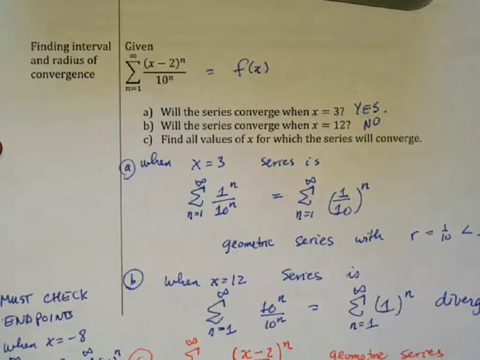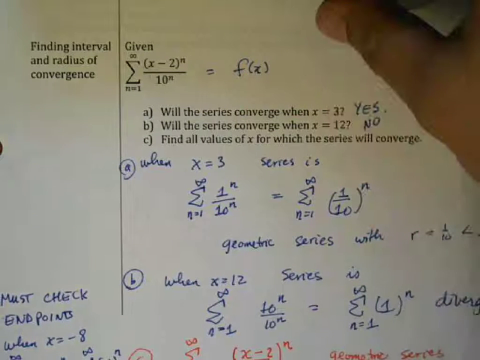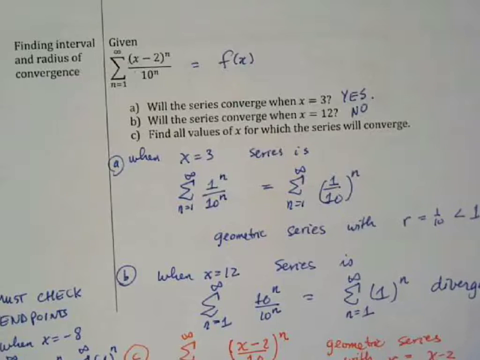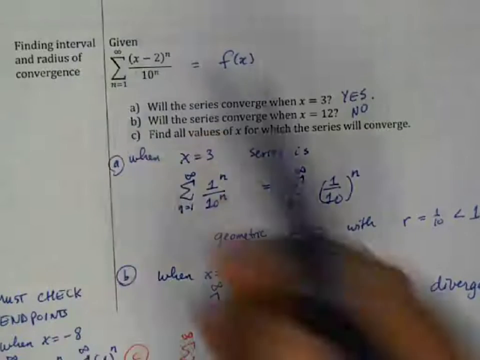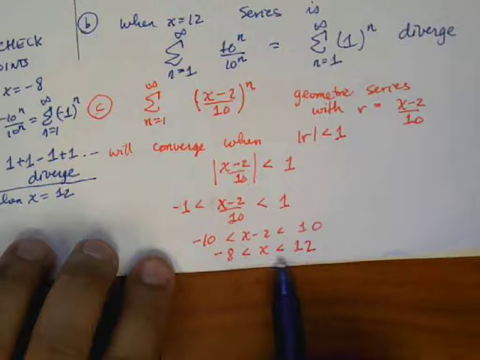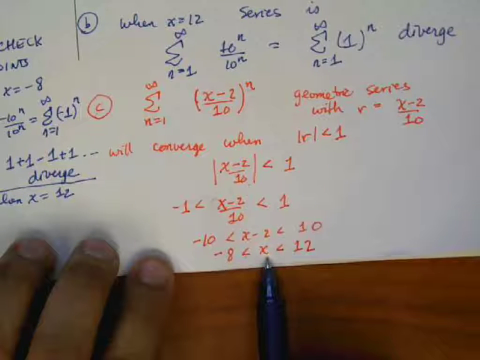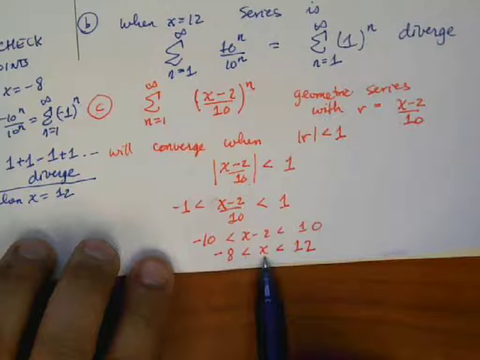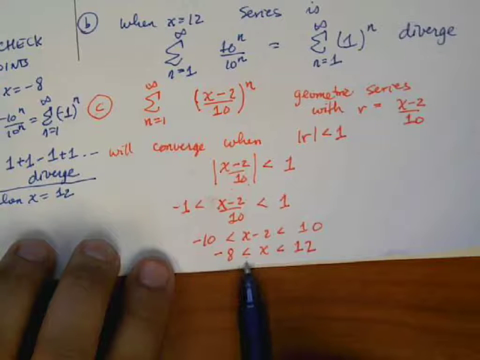Just to give you a preview or lead into the next video, this is talking about interval and radius of convergence. The interval of convergence is right here, and I'll define it a little bit later. And the radius of convergence in this particular case is 10. So you could start at 2, go 10 in one direction, and go 10 in the other direction, and the series will still converge.